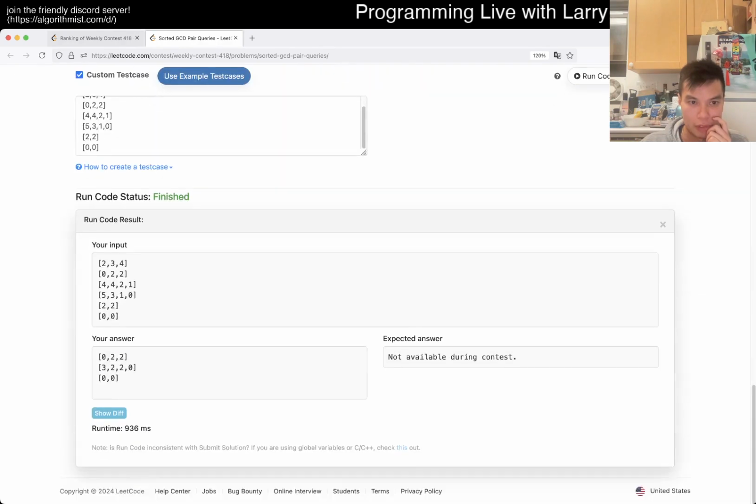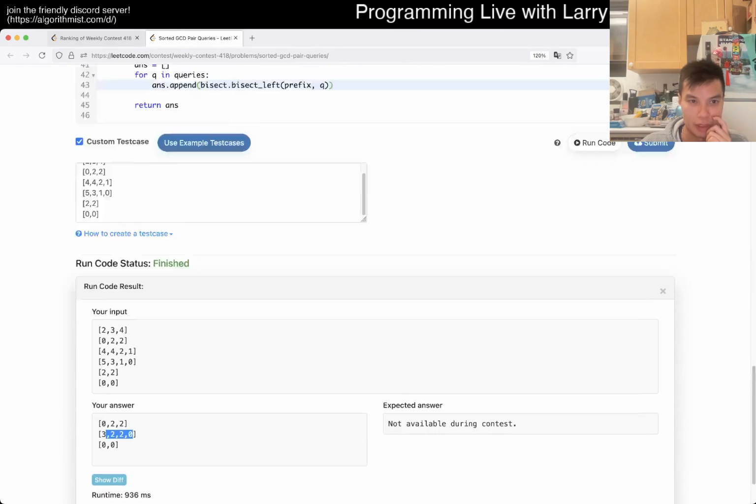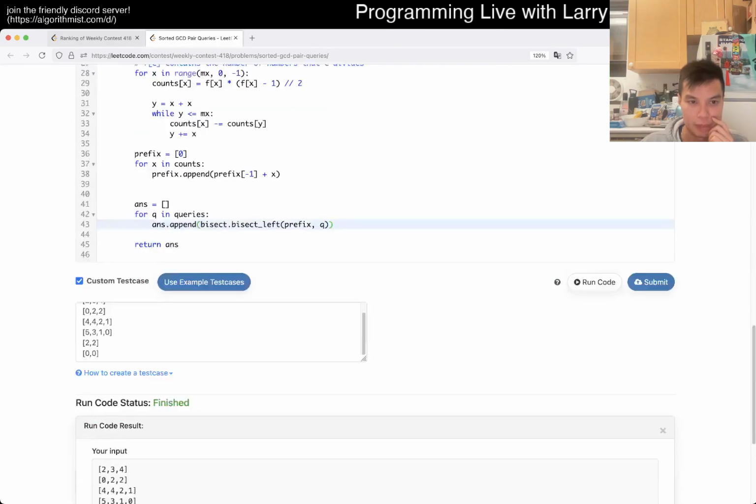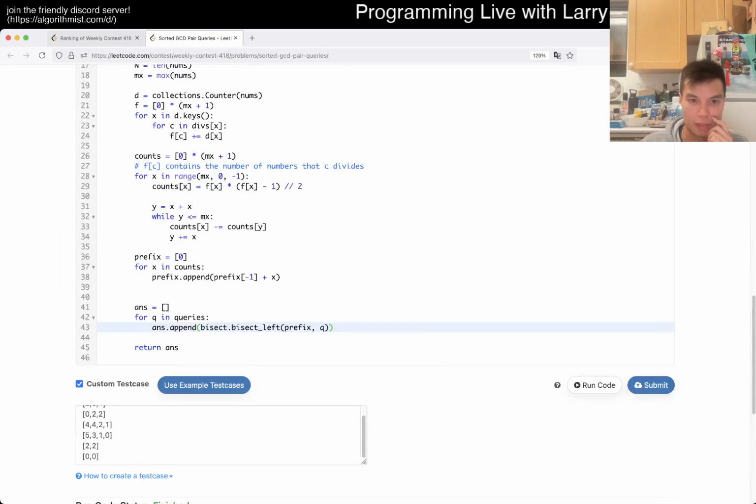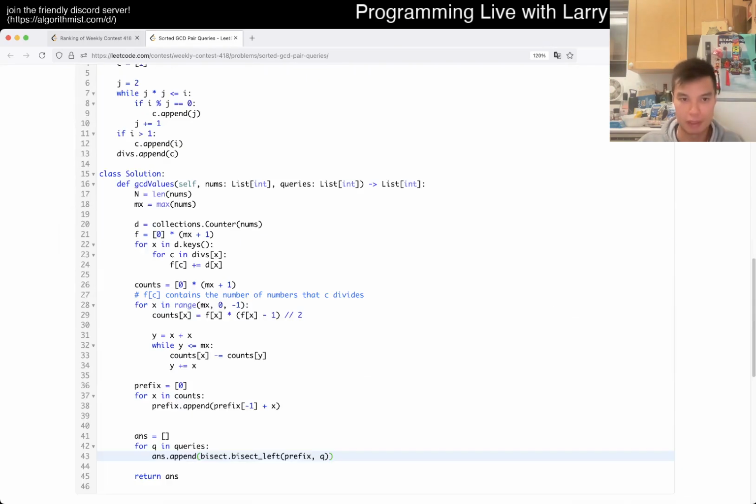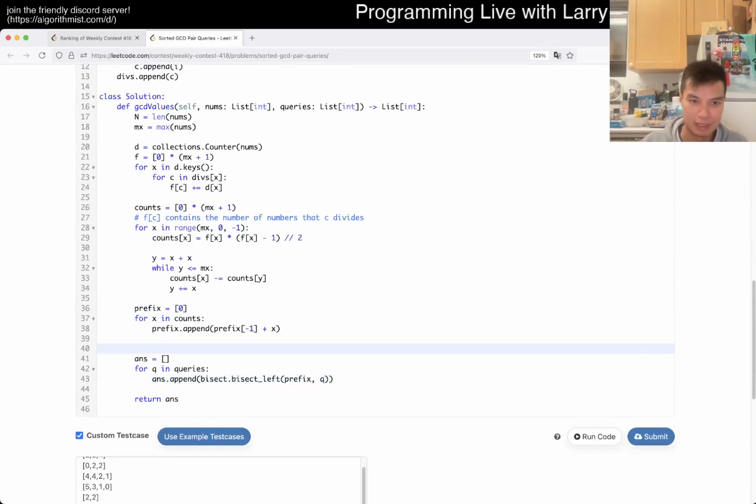It says 4, 2, 1, 1. This isn't even right. 1, 2, 2. This isn't even, so it's not bisect left. Okay, think about this for a second, Larry. You have time. Think it through.